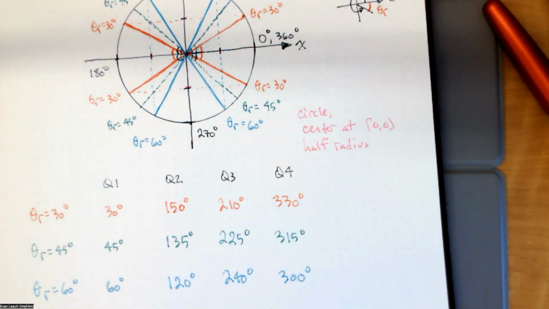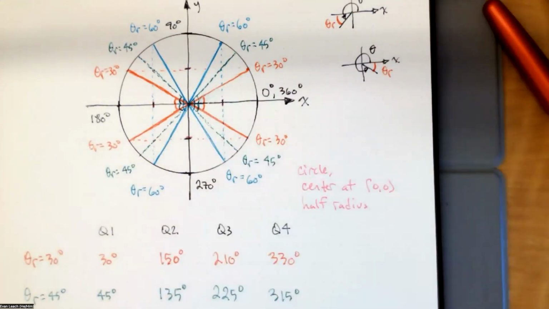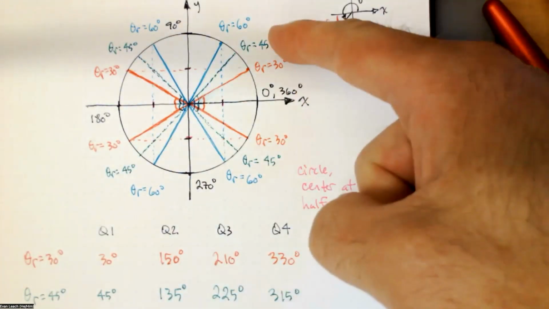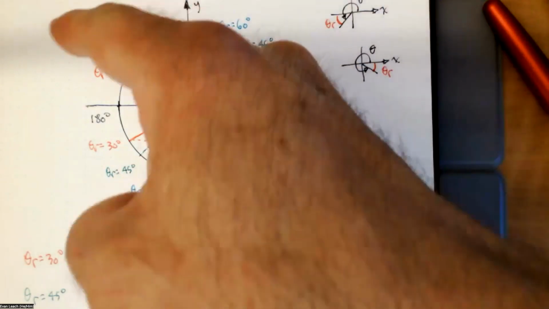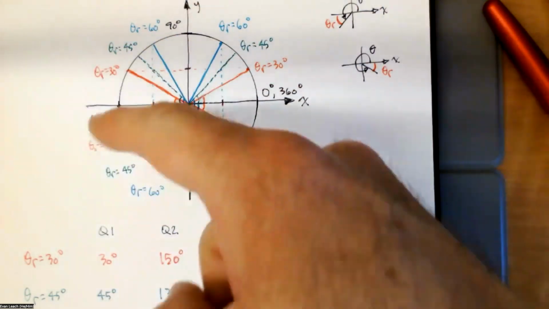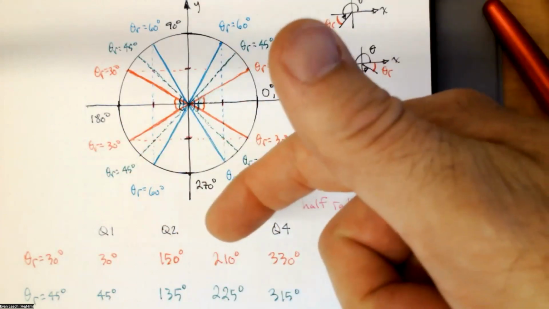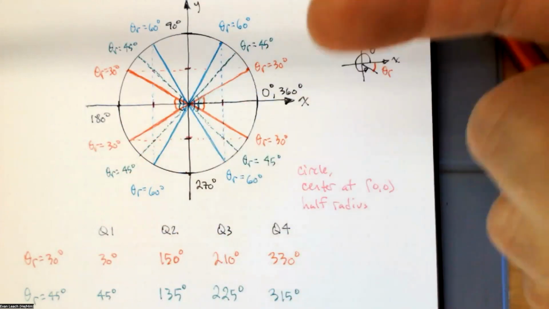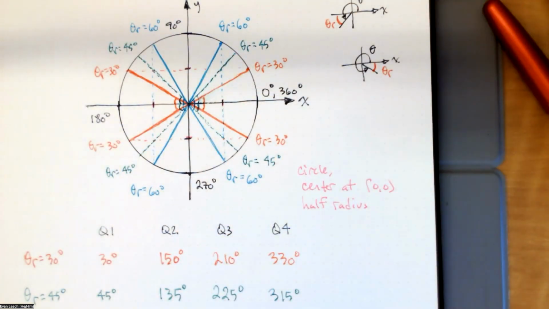Here's what I want you to know. I want you to picture this circle with 0, 30, 45, 60, 90, 120, 135, 150, 180, 210, 225, 240, 270, 300, 315, 330, 360. I want those all the way around. Quadrant 1, quadrant 2, quadrant 3, quadrant 4, with 30, 45, 60 in each quadrant, and then the 90.